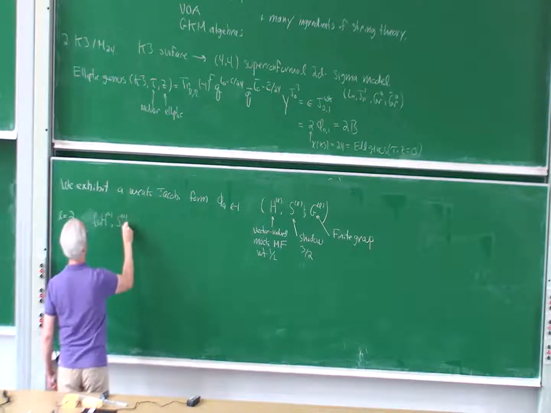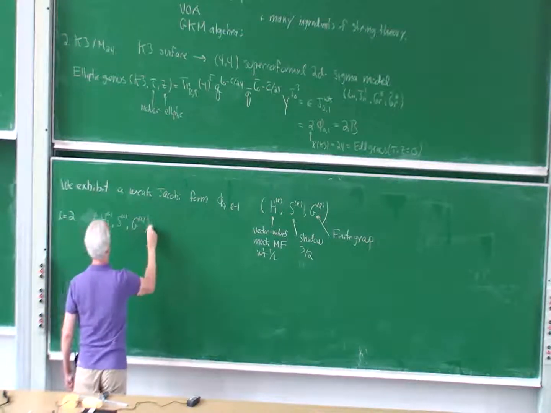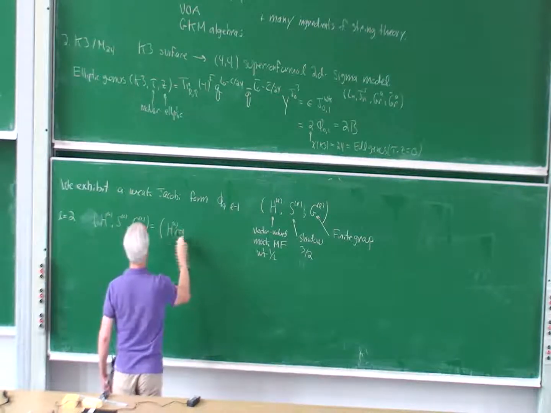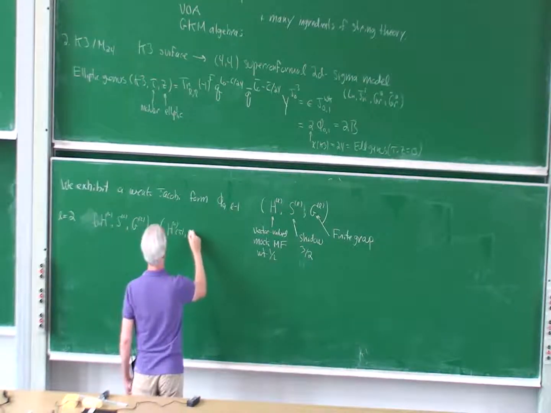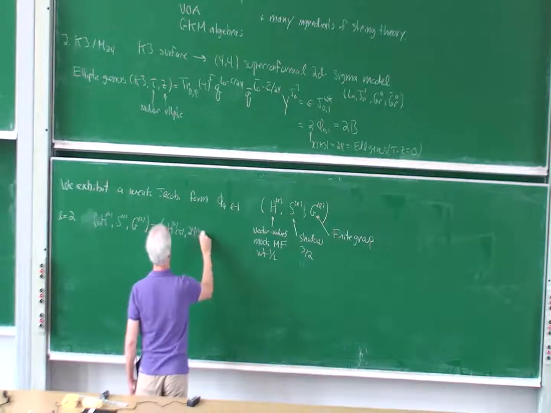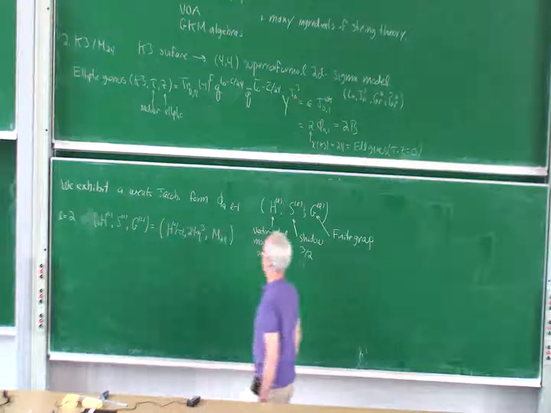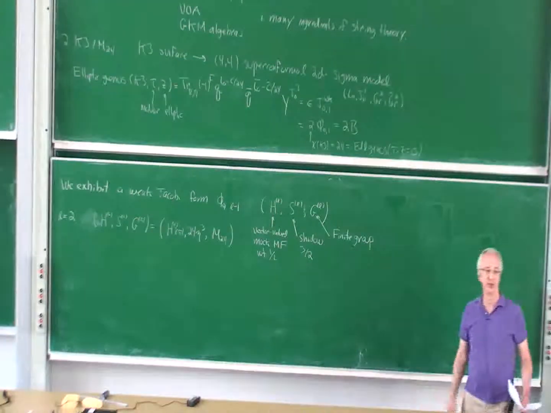It is the H2 of tau that I wrote down before, with 24 as the level, and the group M24, and the Jacobi form is just the elliptic genus of K3.